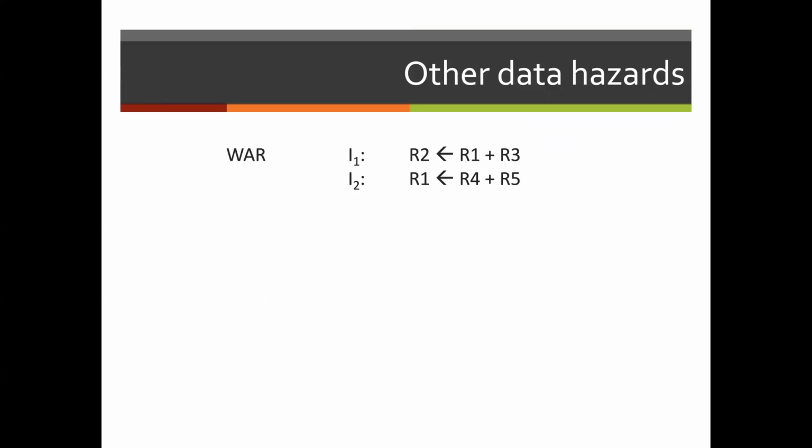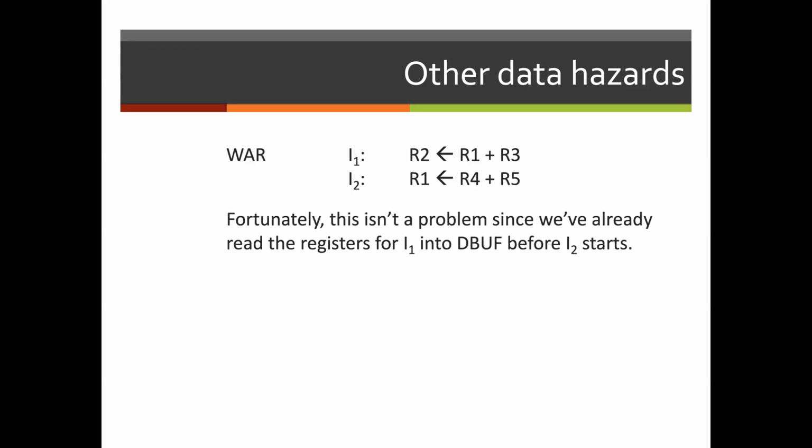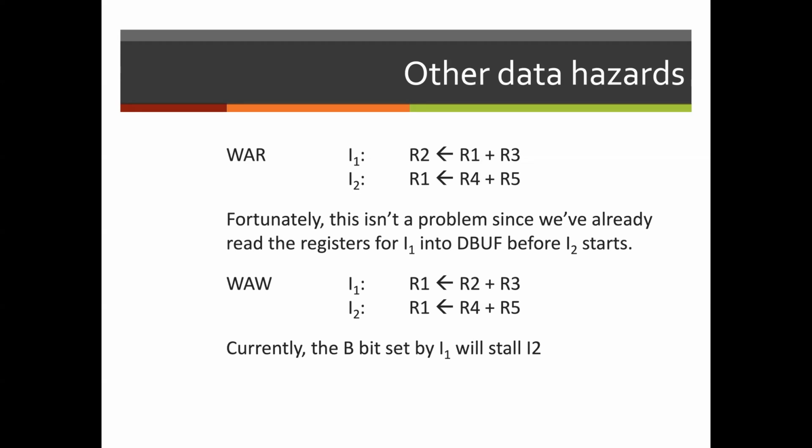And so it's also important to consider that we have other data hazards to consider, such as write after read. This doesn't necessarily present much of a problem since we've already read the registers for instruction 1 into our buffer before I2 gets started. And then we also have write after write data hazards that could occur. And so this will result in a stall for I2 by instruction 1 as well.